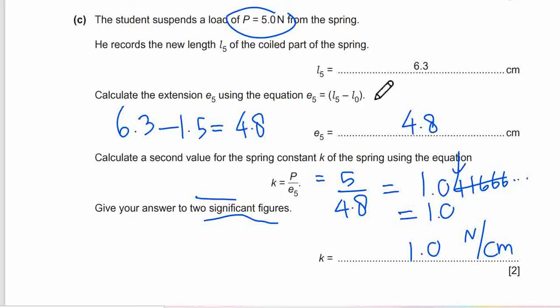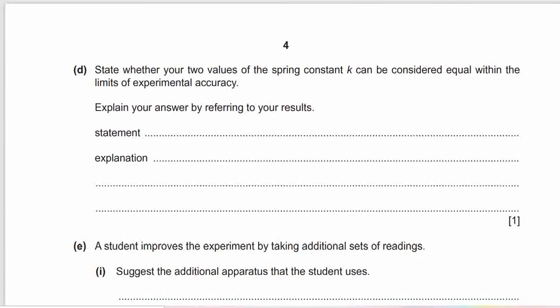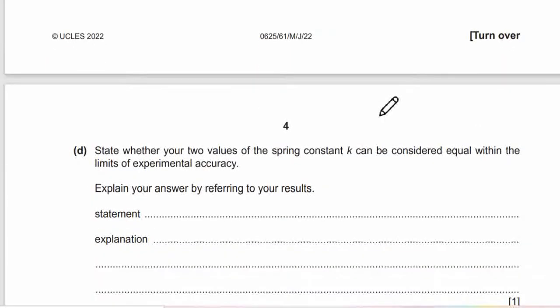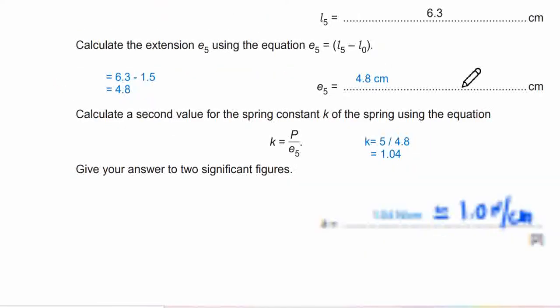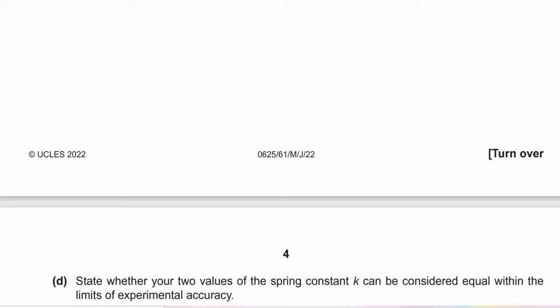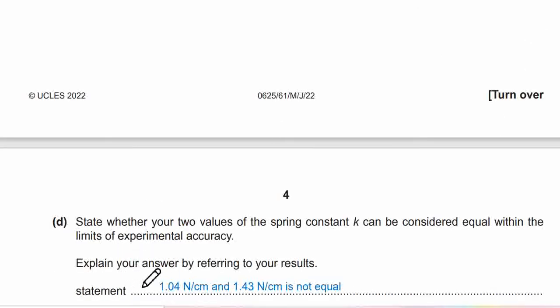Now let's move on. Question D, state whether your true value of the spring constant K can be considered equal within the limits of experimental accuracy. Explain your answer by referring to your result statement. So we got from the answer, for the first case 1.4 and the second case 1.0. So statement: 1.4 and 1.0, they are not equal. That will be our statement.